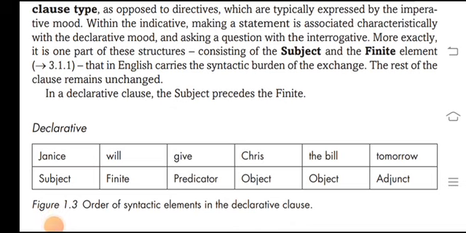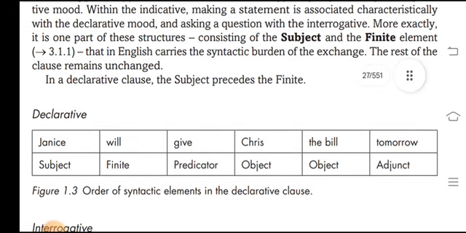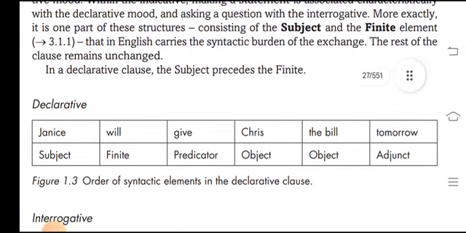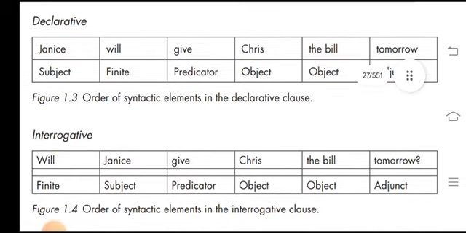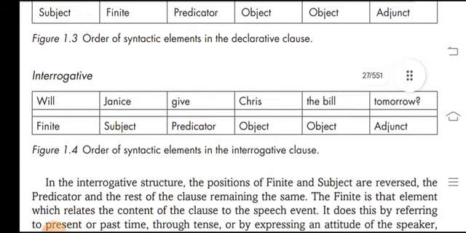In English, the syntax carries the burden of the exchange, and the rest of the clause remains unchanged. In declaratives, the subject precedes the finite. Declarative: Jenny will give Cherries the bill tomorrow, with subject, finite, predicator, object, and adjunct.